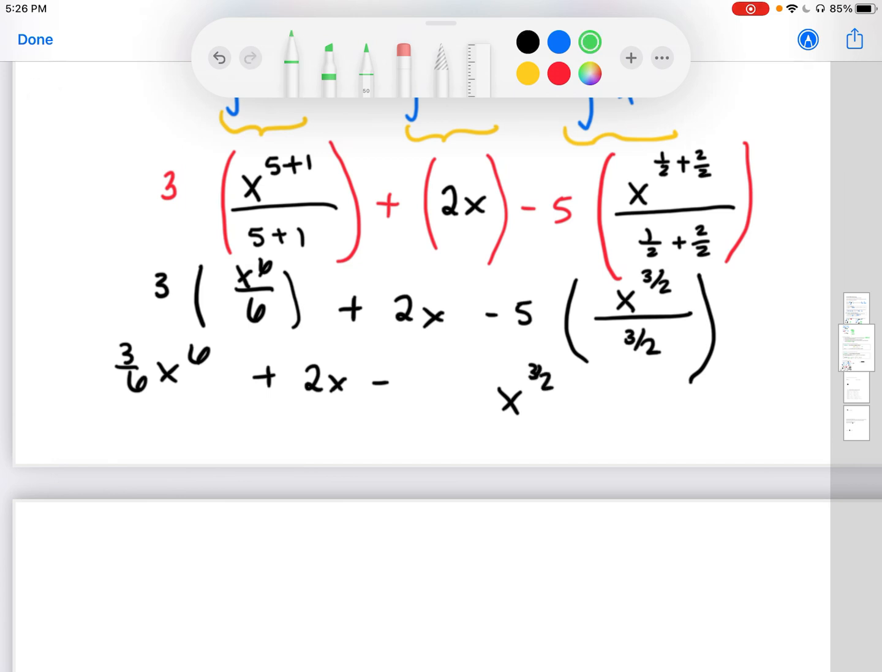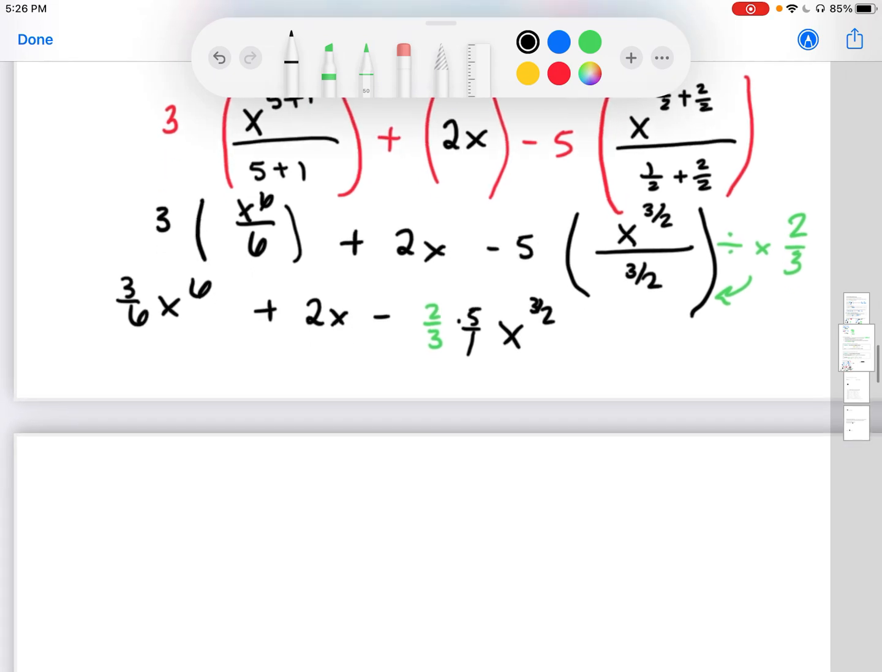When we are dividing, what do we do with that second fraction? We change it to multiplication and we flip it, right? So it'd be the same thing as multiplying by, instead of 3 over 2, 2 over 3. So that we have 2 over 3 times 5 over 1. All right, let's finish cleaning it up. My fraction of 3 over 6 is now 1/2 x to the 6 plus 2x minus 10 over 3 x to the 2 over 3.